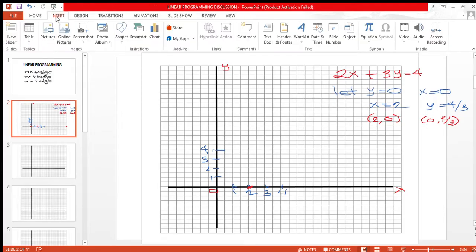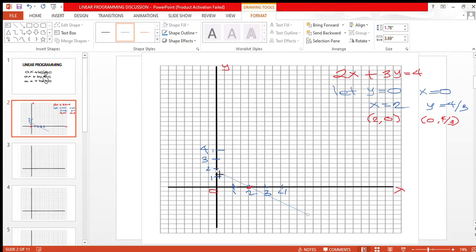And then, if we will now connect those 2 points together, we create our graph. So that will now be the graph of the line 2x plus 3y is equal to 4.